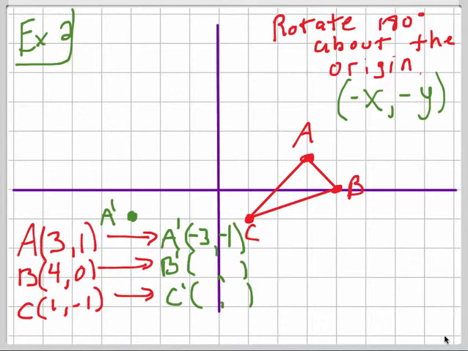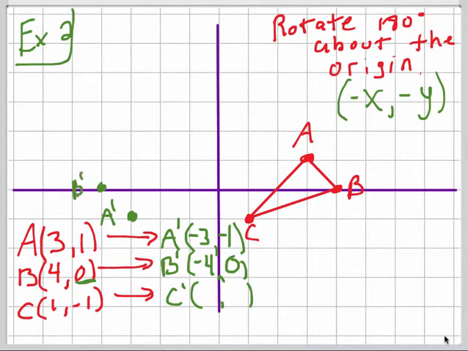Let's go to B prime. The opposite of 4 is -4. 0 is kind of one of those anomalies that really doesn't mean anything. The opposite of 0 is 0. There is no such thing as -0. Now I can plot that point, (-4, 0). There's my B prime. I could have put that a little closer.